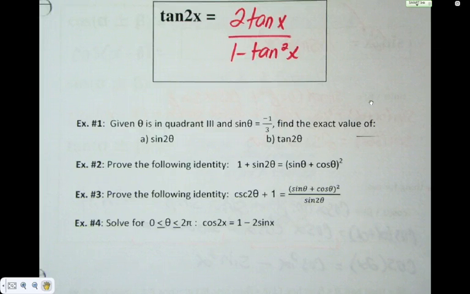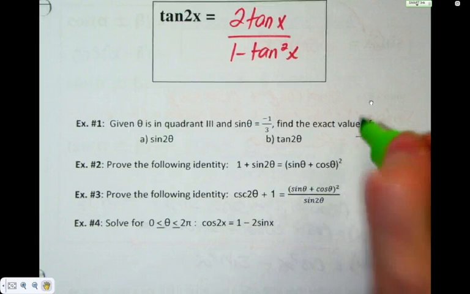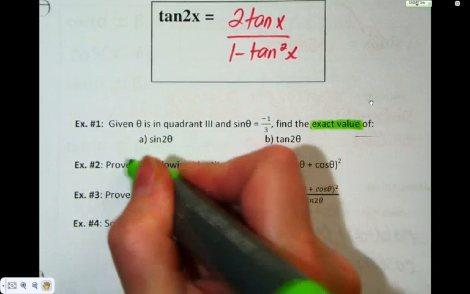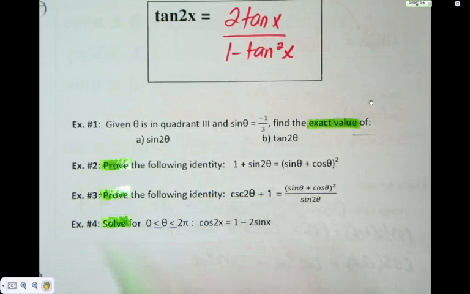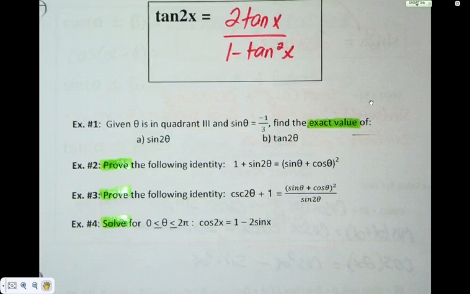So you'll notice we can do the same kinds of things with these new formulas. We can find exact values, we can prove identities, we can solve equations. Okay, so why do we have these? Because they let us do things we couldn't do beforehand.